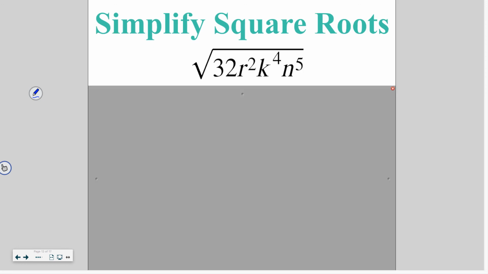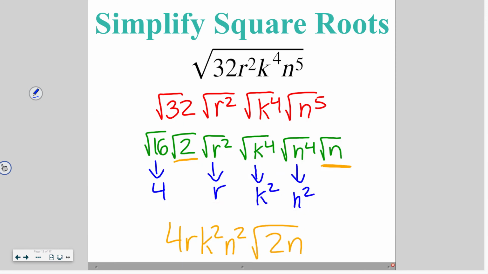Try this one on your own, pausing the video and resuming when you are ready. So we split 32 into 16 and 2. R squared is even, so it stays. K to the 4th is even, so it stays. N to the 5th is split up into n to the 4th and n. So we have all of the pieces that we can solve outside and those pieces that we couldn't solve on the inside.